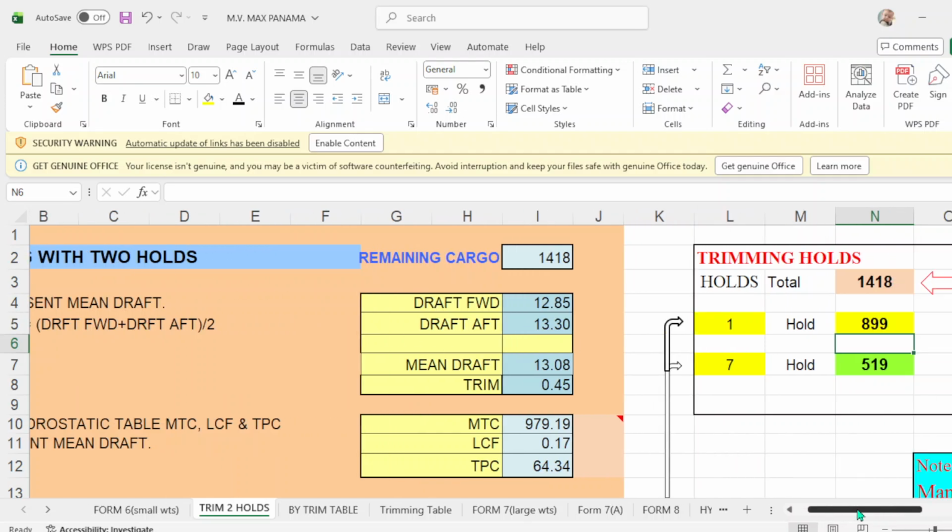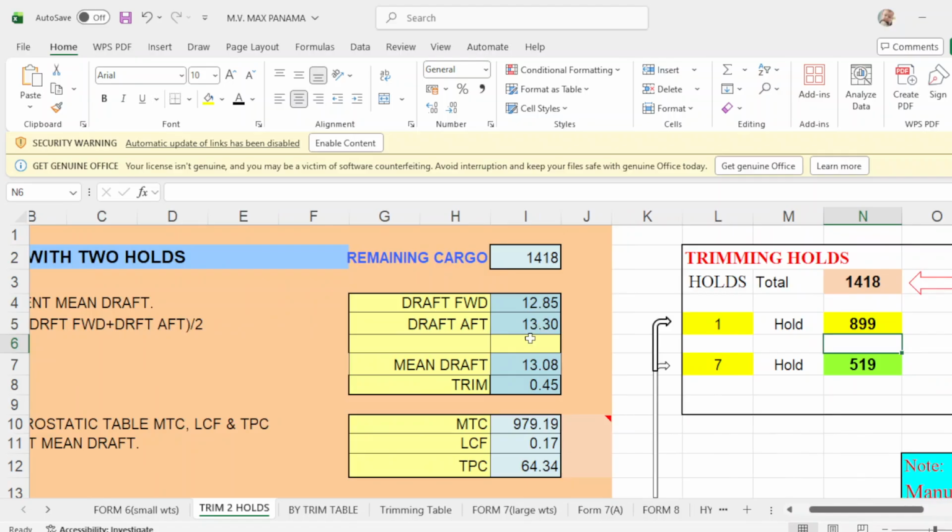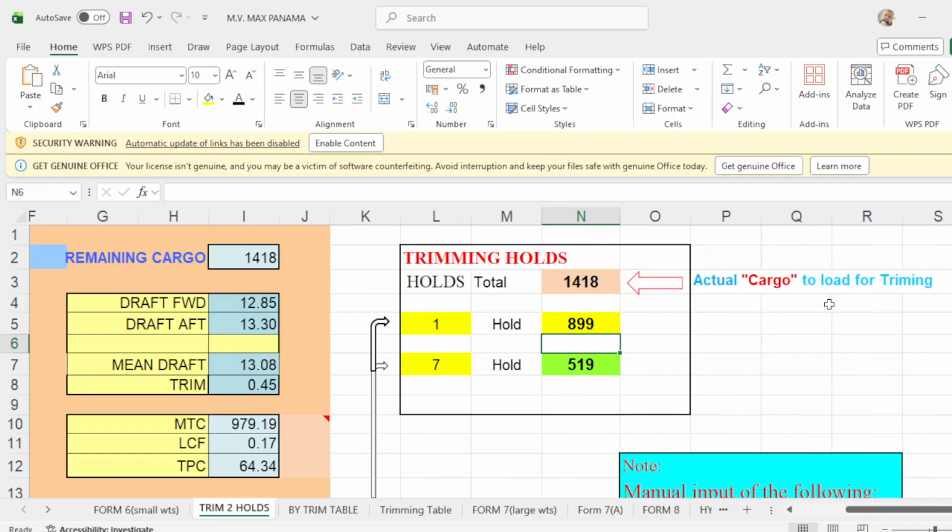And you have here your initial draft forward and aft, your mean draft, your trim, and your MTC, LCF, and your TPC. Likewise, your remaining cargo to load is 1418 here, which is the actual cargo to load for trimming. Then let's say you're going to load in hold number 1 and hold number 7. So how much are we going to load in hold number 1 and number 7?